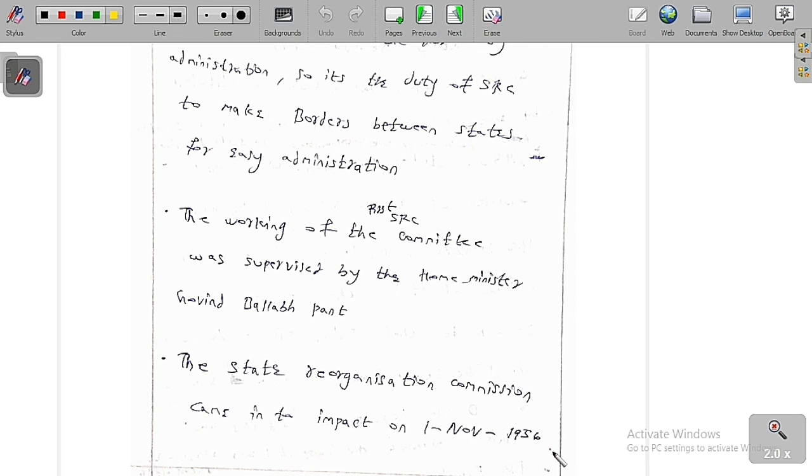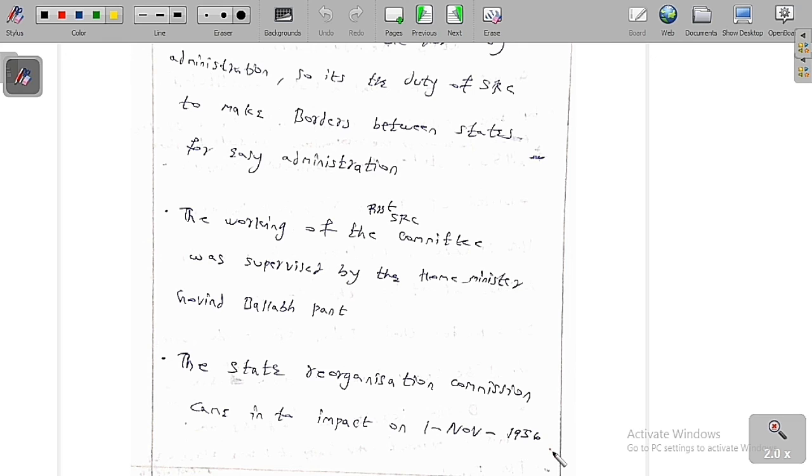So basically, this came from 1953 only. They told that we need 14 states with 6 union territories, and it was debated in the Parliament and finally it became effective on the 1st November 1956. So this SRC was appointed by the Prime Minister Jawaharlal Nehru and it was supervised by the Home Minister Govind Ballabh Pant at that time. So finally, the State Reorganization Commission, SRC, was a body constituted by the central government of India on 22nd December 1953 to recommend the reorganization of the state boundaries.